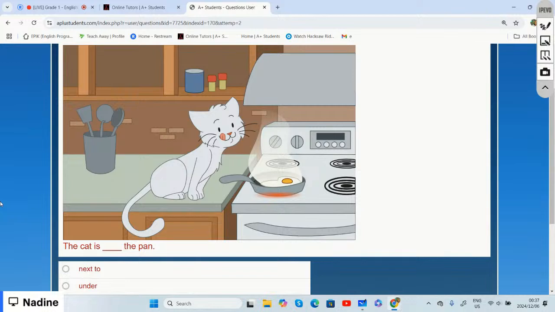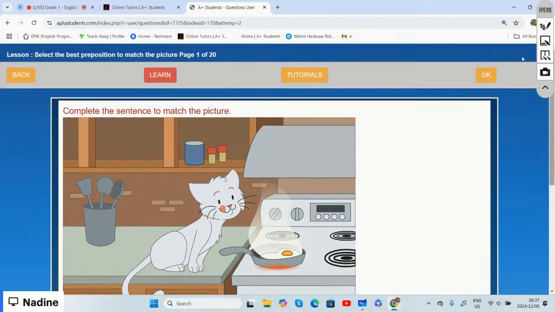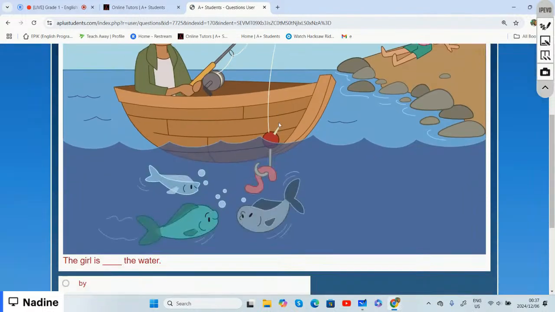So we say the cat is next to, yes, well done, the pan. So next to the pan. Yes, well done. Next to is correct.